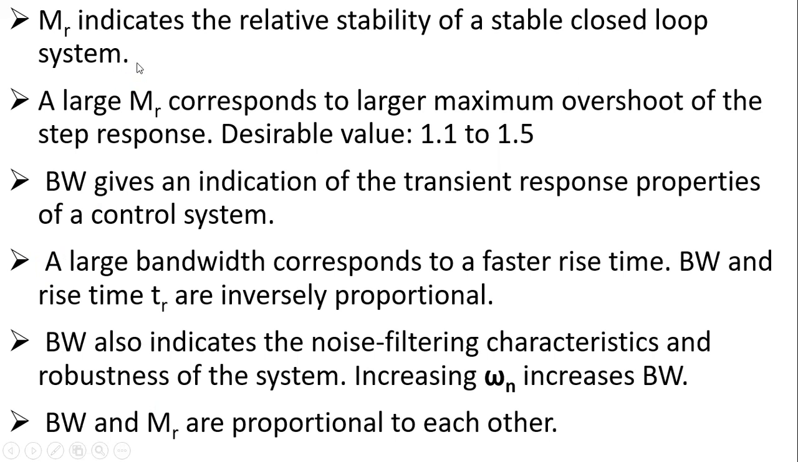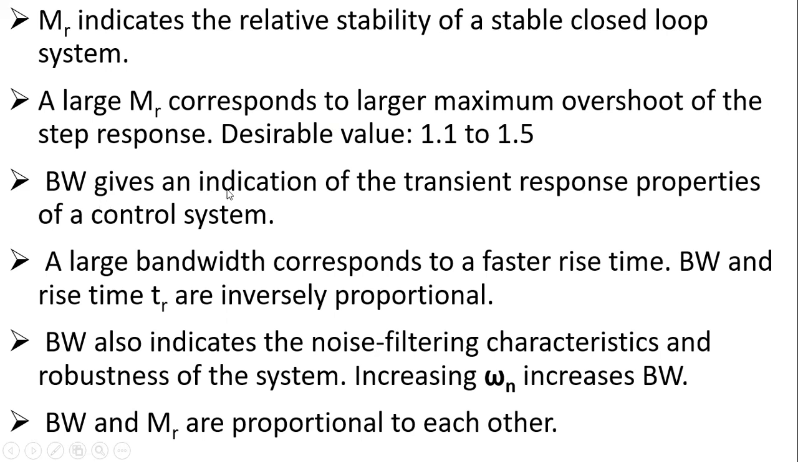M R denotes the relative stability of a stable closed loop system. The resonant peak always indicates the relative stability of a stable closed loop system. A large M R corresponds to a larger maximum overshoot of the step response. So the desirable value of M R is always 1.1 to 1.5. We are not expected to have a very large M R, because in that case the overshoot will be high and it will take longer for the response to reach the steady state value.